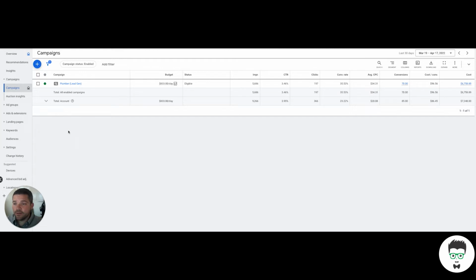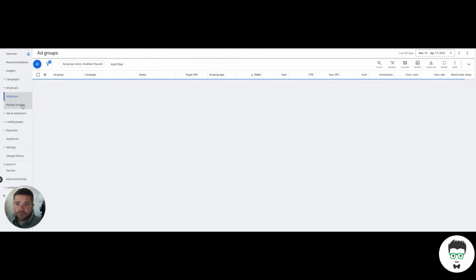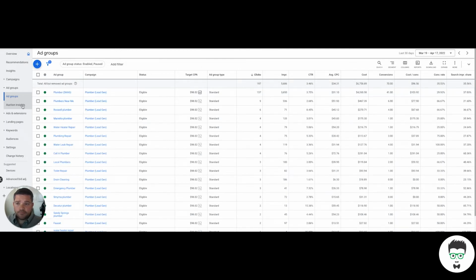So let's dive in and look at what we're targeting for the ad groups. So the ad groups are comprised of the different types of keywords that we're focused on. So inside of here, there's several different keywords that we're focusing on that are associated with Marietta, plumber. Obviously, this is Marietta, this is a geolocation. So plumbing repair, water leak repair, call a plumber, and all inside of here, it breaks it out to where it's very organized, and we know what's converting.